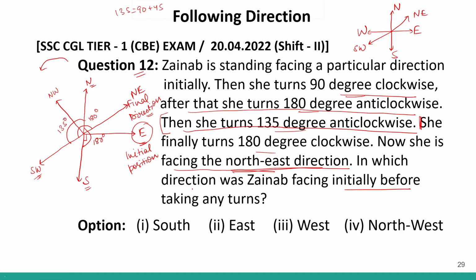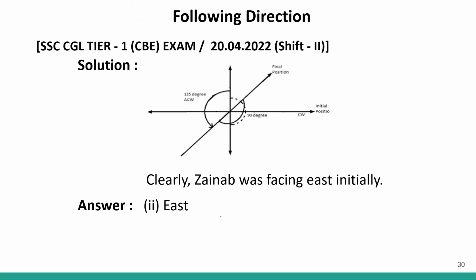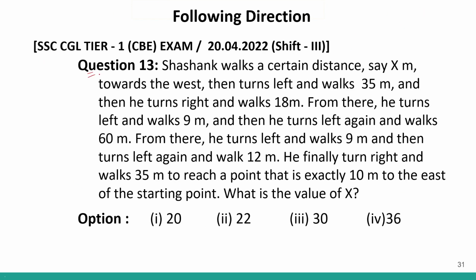Now we have to find out in which direction Zainab is facing. So initially she was facing east, which is option number 2. So option number 2 will be the correct answer to this question. Okay. Now let us look at question number 13.